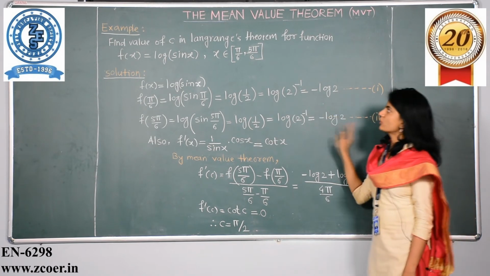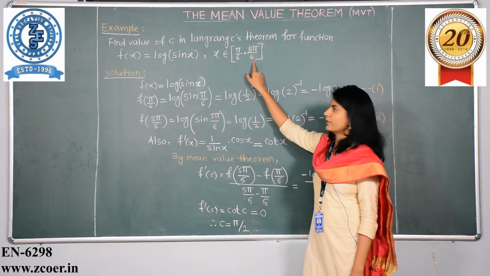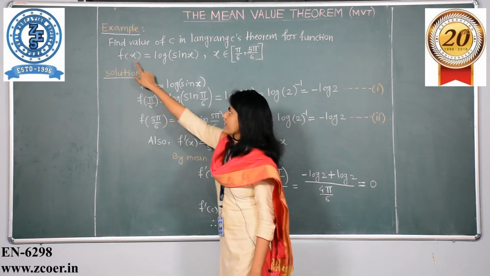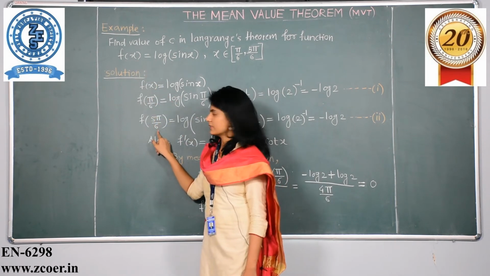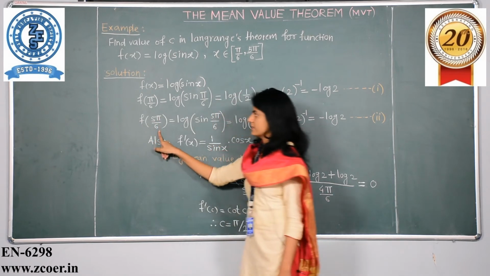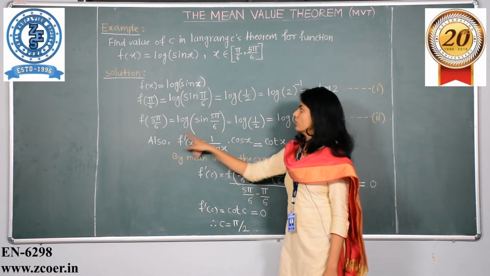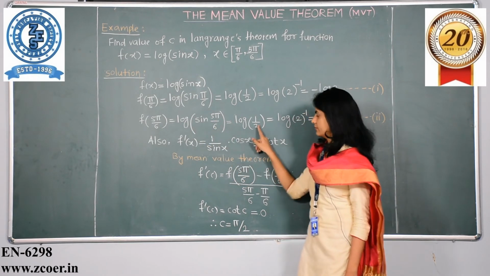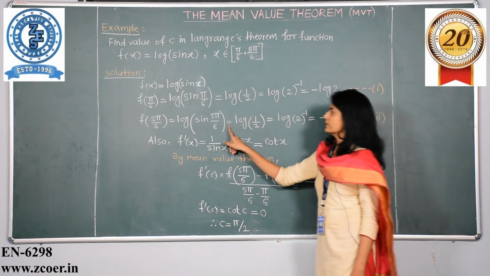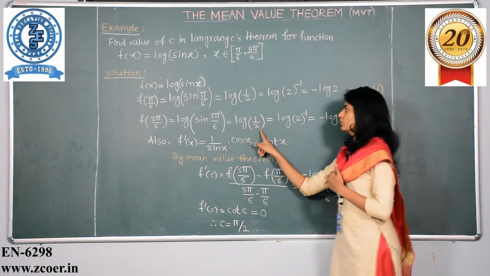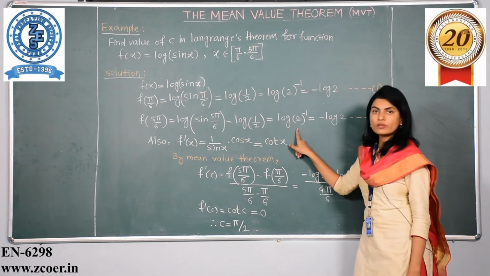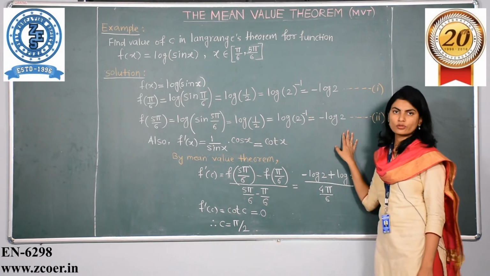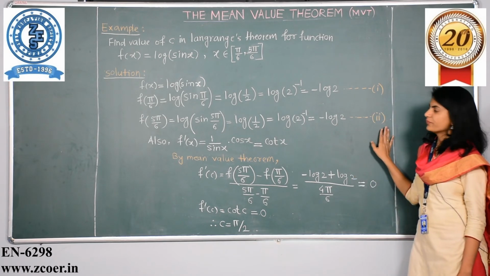Similarly we will solve for the next interval value, that is 5 pi by 6. So let us put it in the equation. Instead of f of x, x becomes now 5 pi by 6. So f of 5 pi by 6 is equal to log of sin 5 pi by 6, and the value of sin 5 pi by 6 is 1 by 2. So this is equal to log of 1 by 2, which is equal to log of 2 inverse. Now this log of 2 inverse is minus log 2. So let us consider this as equation 2.